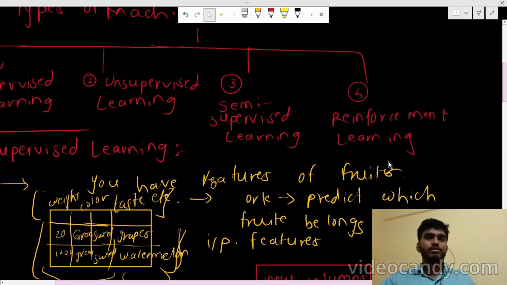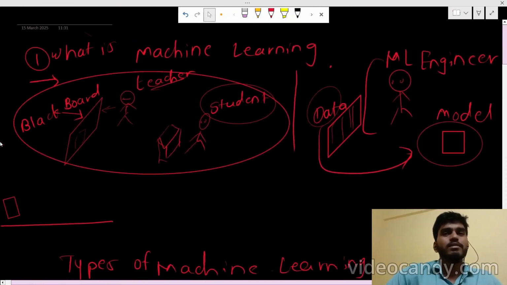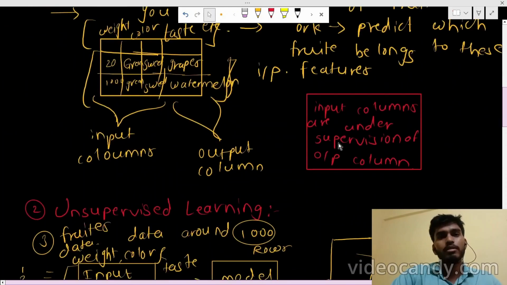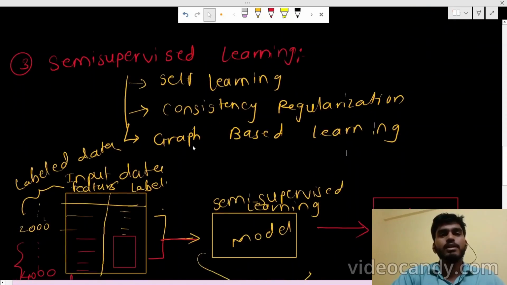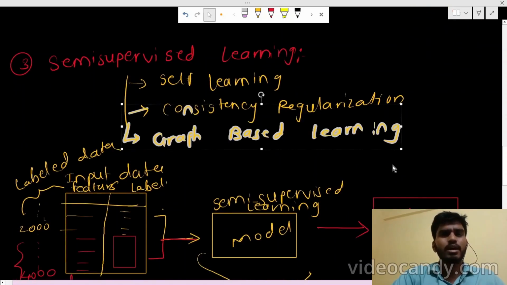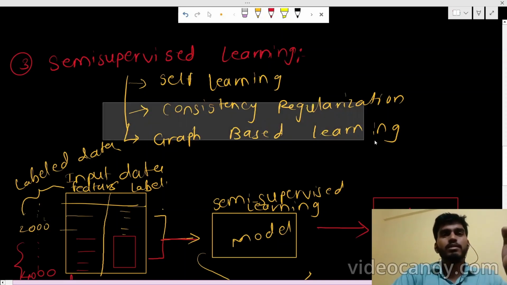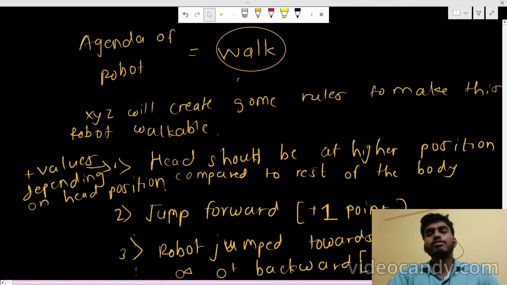So that is all about today's video, guys. In the next video I will explain the types of semi-supervised learning models: self-learning, consistency regularization, graph-based learning. So these are the types. I think there are two more types, but I don't remember right now. I will cover these two types as well in the next upcoming video. That's all about today's agenda.